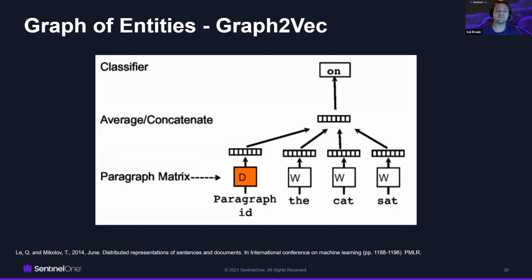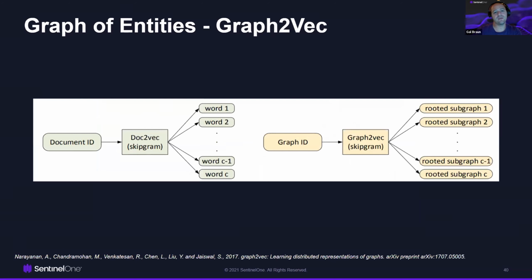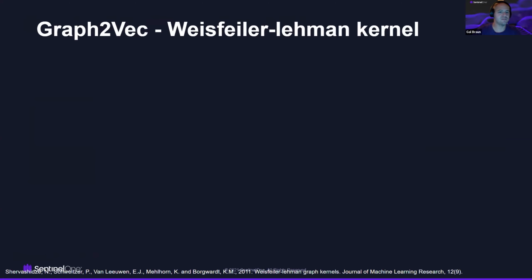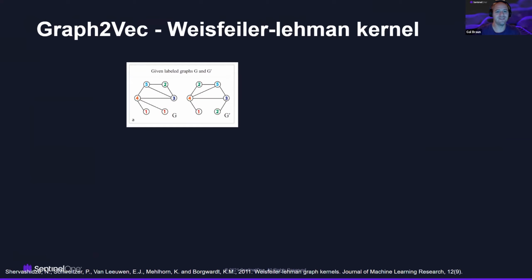So doc2vec adds a second matrix that represents document representations in a new latent space and is optimized during training. The authors thought about the idea that a graph is constructed from subgraphs in a similar way that a document is structured from words. The authors used a tool called the Weisfeiler-Lehman kernel to achieve the task of indexing subgraphs. So what is this thing that sounds horrible?